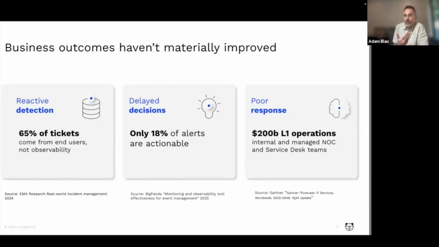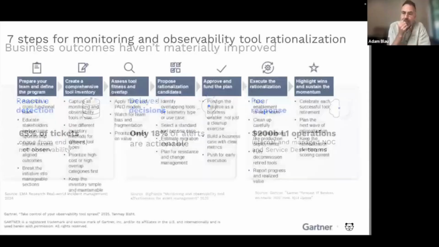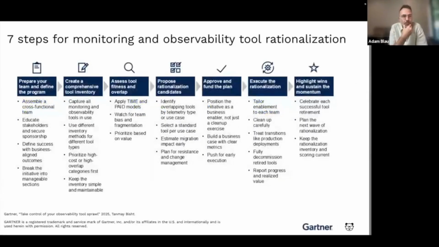So we want to help our customers think about a framework. If we go to the next slide, this is what Gartner, in their report Take Control of Your Observability Tool Sprawl, stipulates what you need to do in order to get ahead of it. And I really like this framework, and it talks about getting an inventory of the different tools, getting different people on board in this process. But if you click forward, you'll see the really hard part is this part.